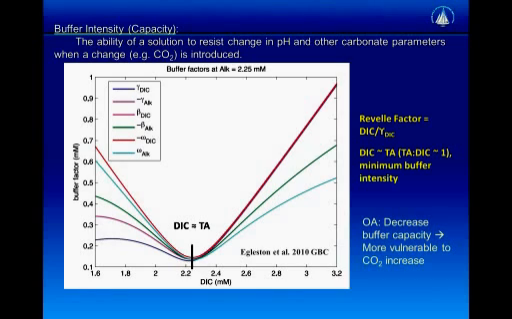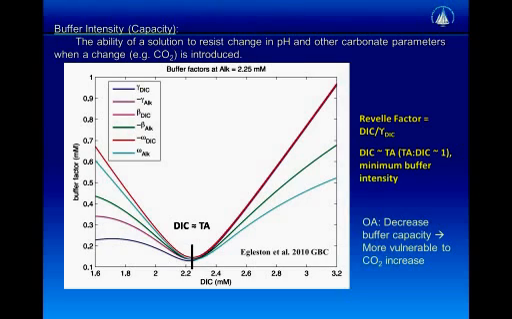And in this plot, they purposely hold the alkalinity constant, because that's what happens in the ocean acidification case. The alkalinity of the seawater does not change, but the DIC will increase. The buffer capacity will decrease.